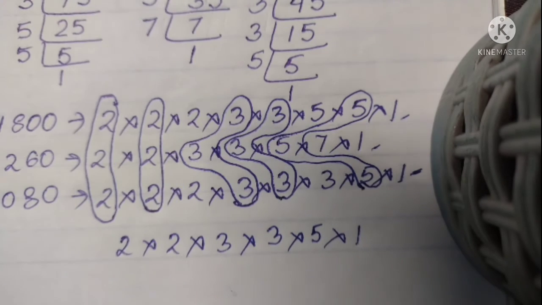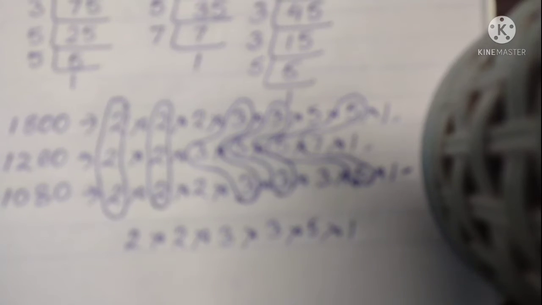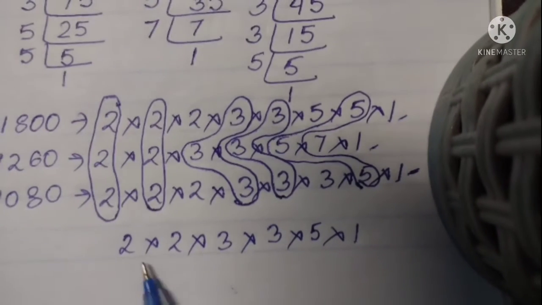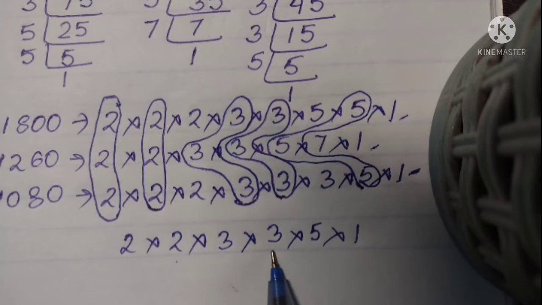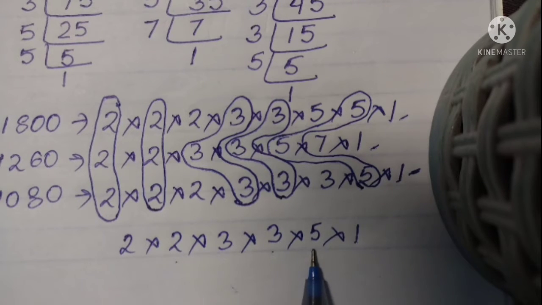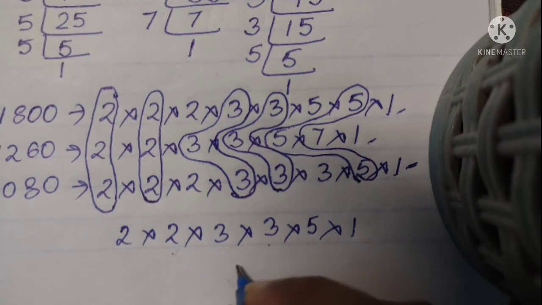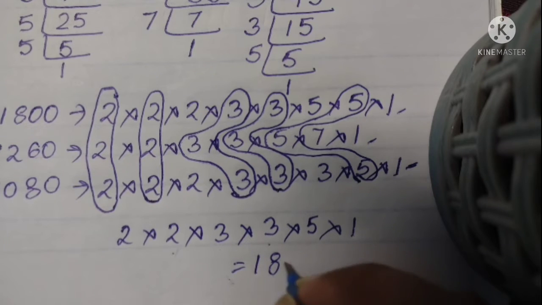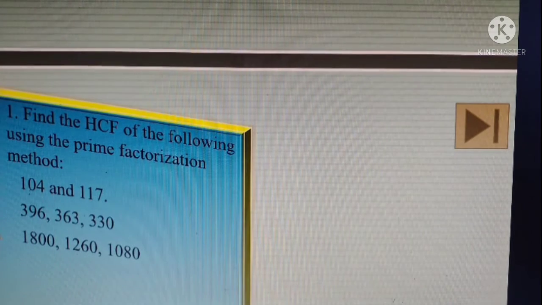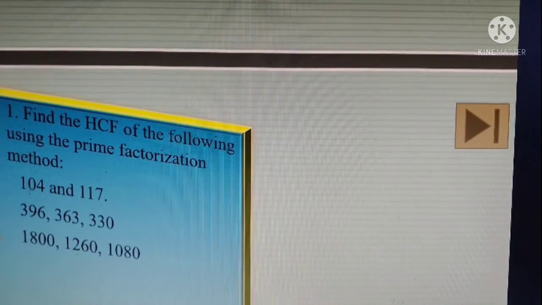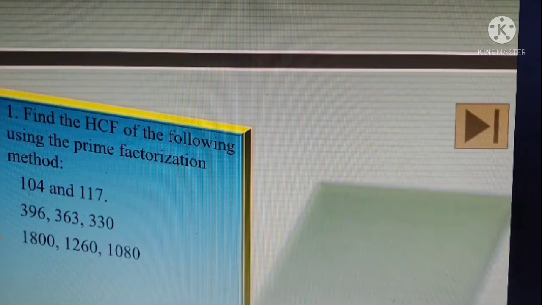What is the product? See, 2 into 2 is 4, 4 into 3 is 12, 12 into 3 is 36, 36 into 5 is 180. So the HCF is 180. Let's move on to our second question. See the next question, that is question number 2.